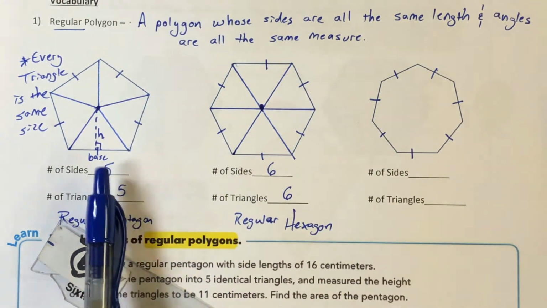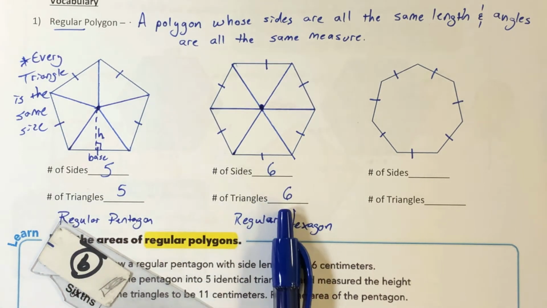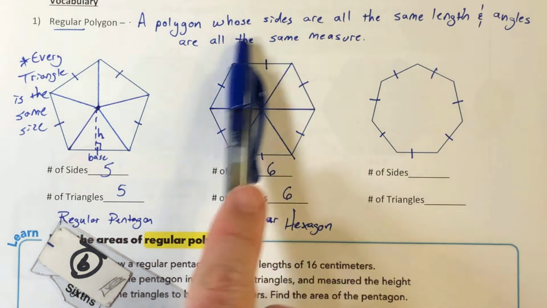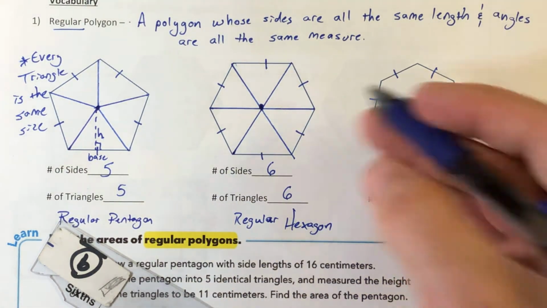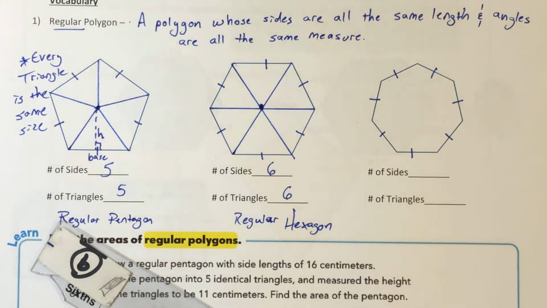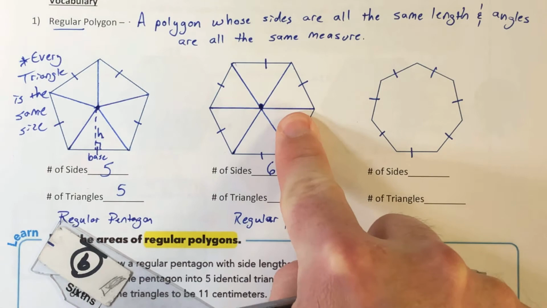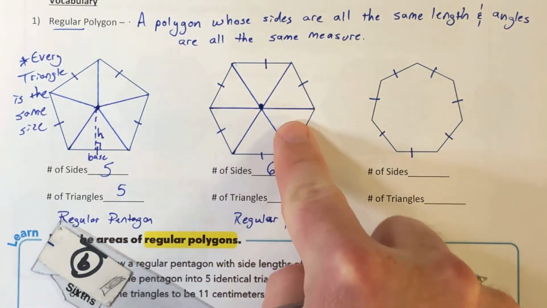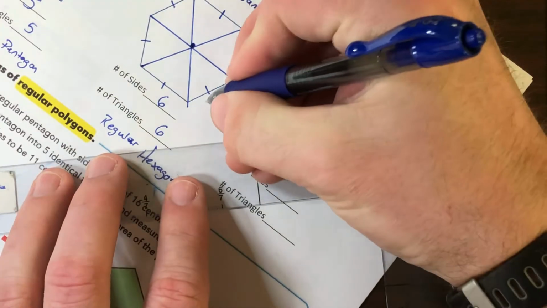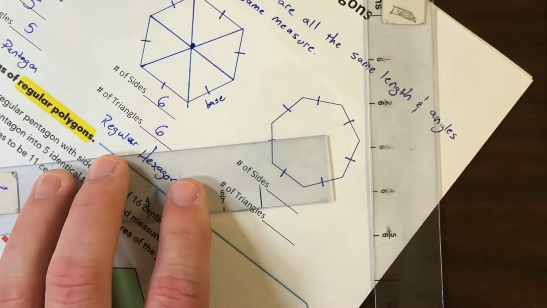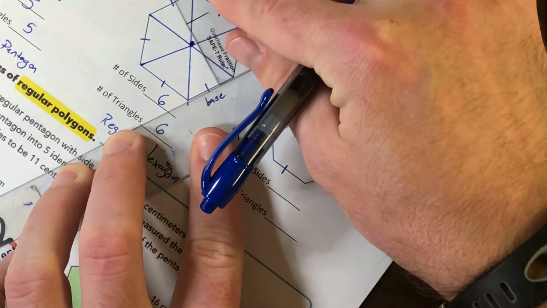So 5 sides, 5 triangles. 6 sides, 6 triangles. If I wanted to find the area of this regular hexagon, again, I need information about one of the triangles because every triangle will be the same size. And if I can find one, I just multiply by how many there are. So again, what information would I need? I would need the base of one of the triangles, and I would need the height of that triangle.